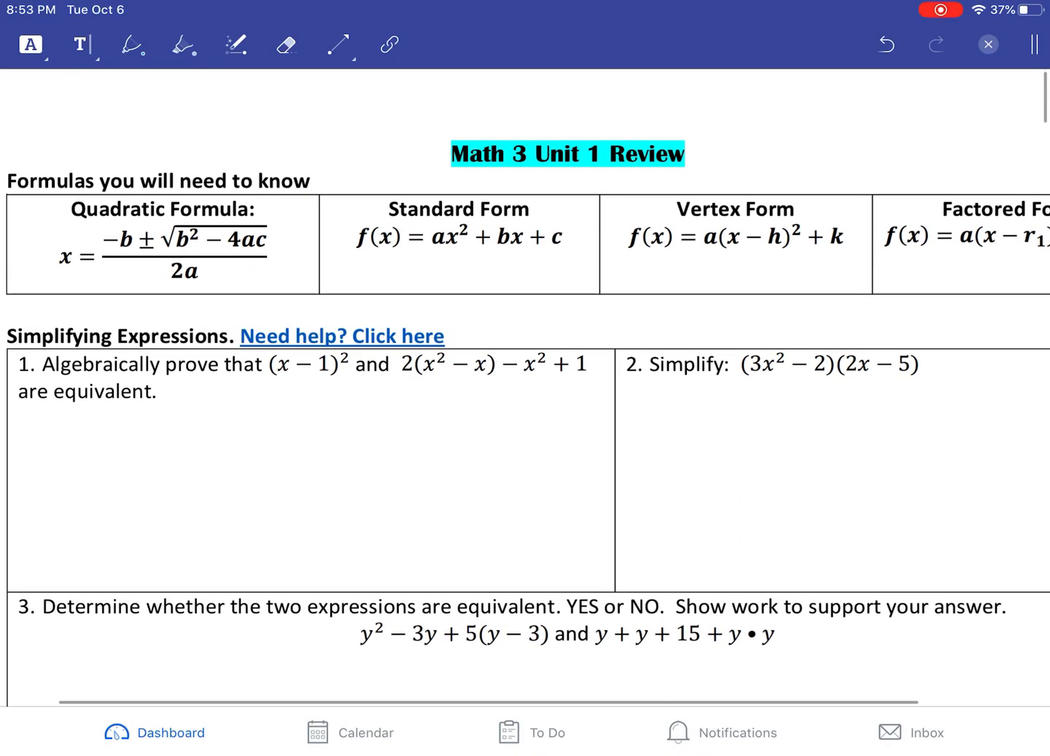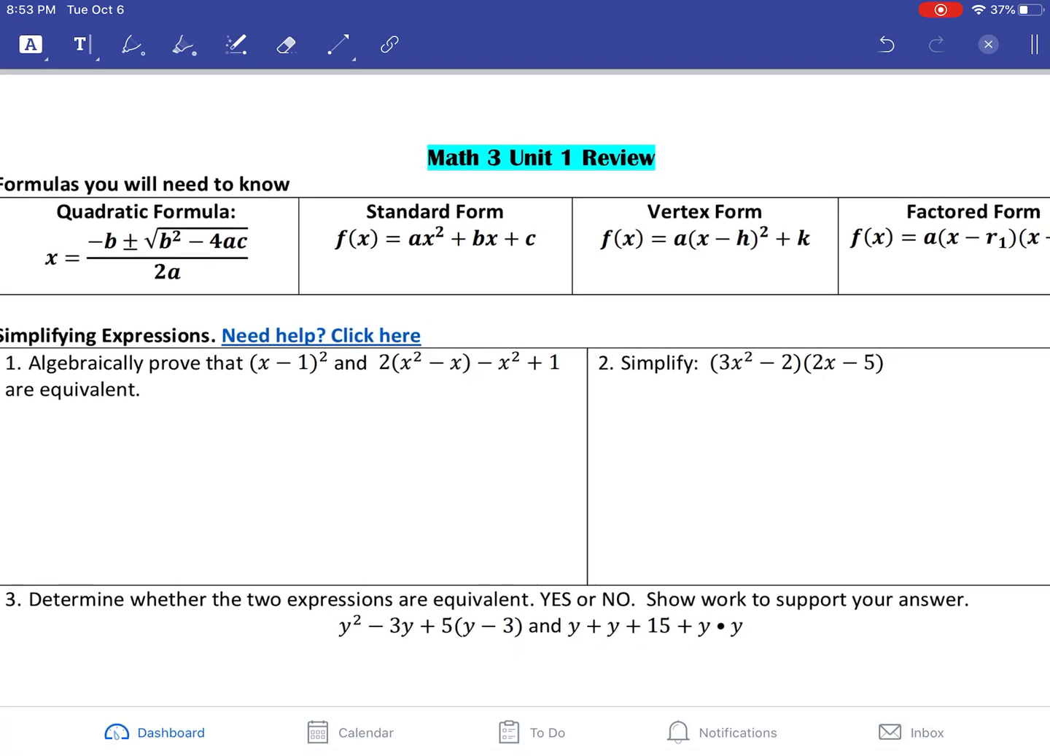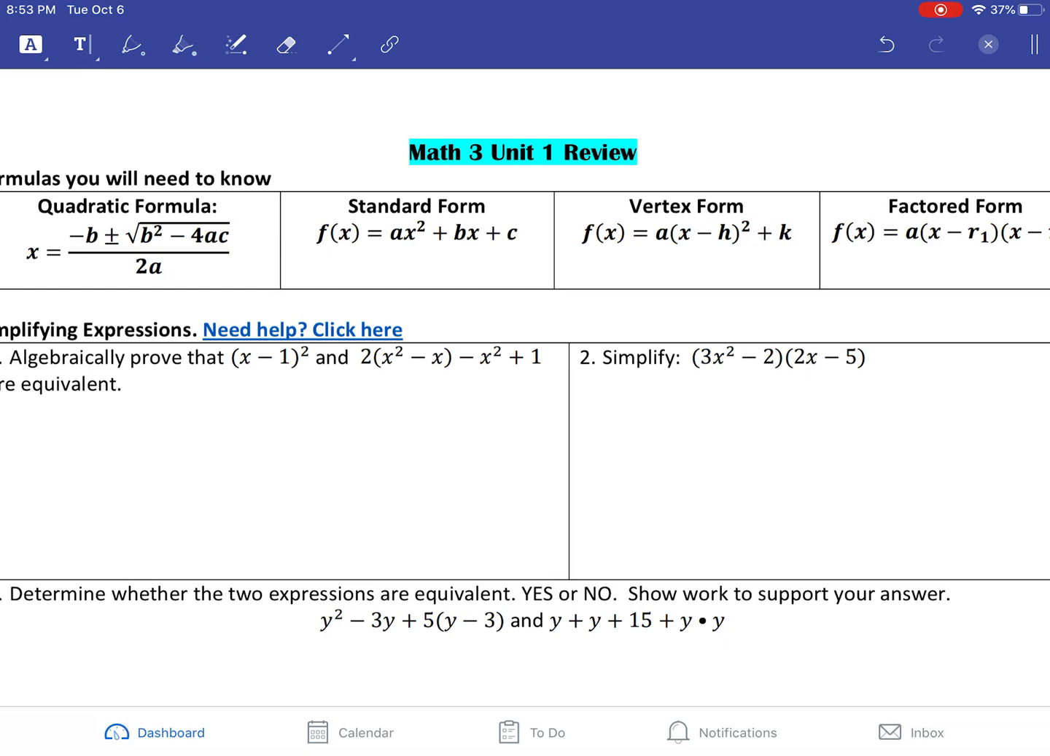This is the Unit 1 Review key video. Before we start the problems, quick reminder on the top here, we have the quadratic formula, which you might need for later on. We have the three different formats that you can see for the quadratic equations.